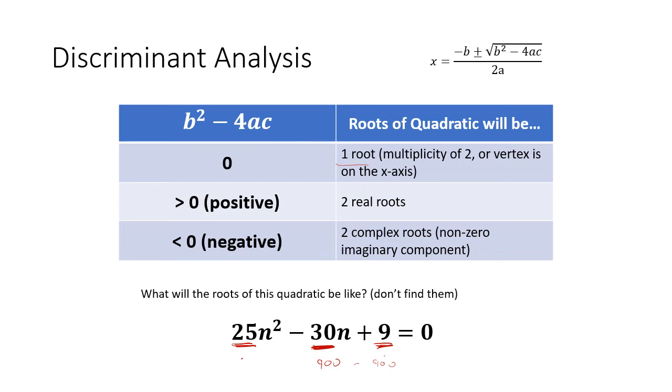So you should be conscious of that first, because this would have been easier just to straight up write it as 5n minus 3, quantity squared, is equal to 0. So the answer to this is just 3/5, right? We don't even have to really think about it that much. So it's just something to keep in mind.